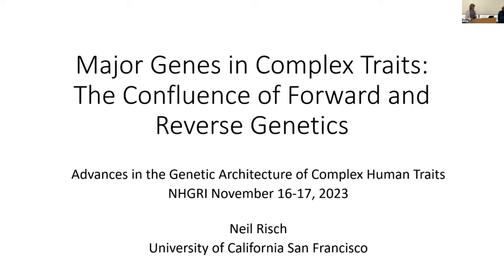So our next speaker is Neil Risch, who's going to be online. Neil, why aren't you here? We all know Neil very well as past president of the American Society of Human Genetics. His 1996 paper with Kathleen Merikangas underpins our whole field. But of course, he's also done a lot of modeling of disease architecture. So Neil, I think you're going to be talking about major genes and complex traits. So over to you. So am I sharing my slides or are they going to do them?